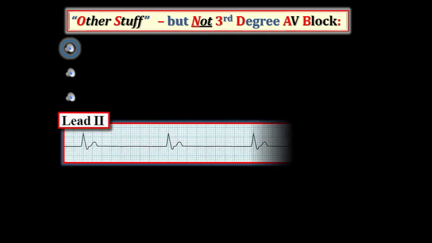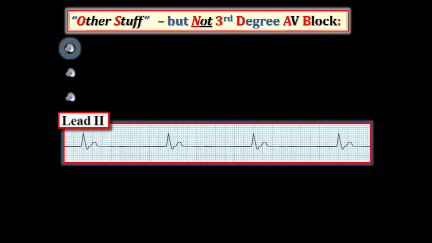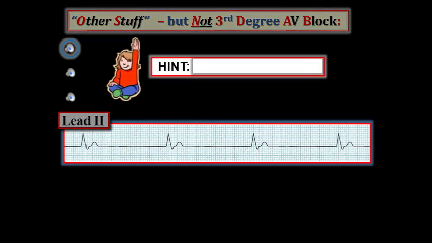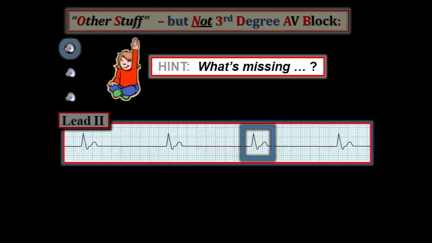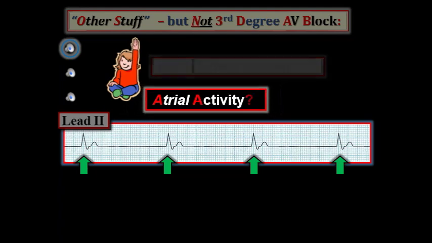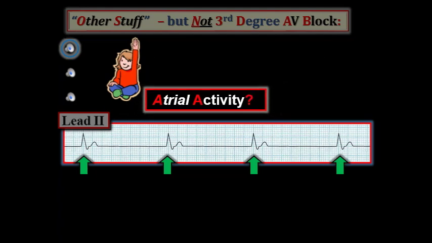Let's finish this section on third-degree AV block with a few final examples of some other stuff that should not be confused with complete AV block. For example, why is the tracing shown here not an example of AV block? Hint: what's missing? By the P's, Q's, 3R approach, the QRS complex is wide, the ventricular rhythm is slow and regular at a rate just over 30 per minute, but atrial activity is nowhere to be found.